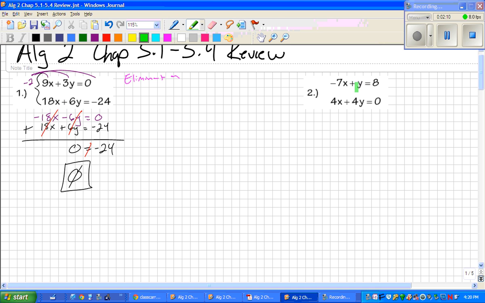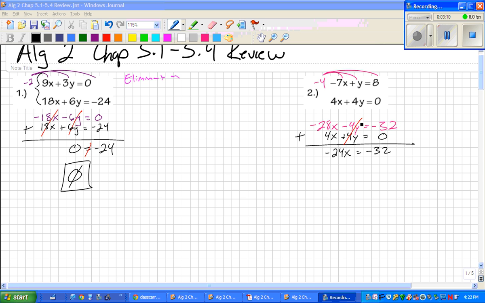All right, number 2. See how the y's are set up? I think it's easier because for the top, all I have to do is multiply by a negative 4. So when we multiply that, we get negative 28x minus 4y equals negative 32. Now the bottom equation stays the same. Negative 28 plus 4 gives us negative 24x. Our y's cancel. And we get negative 32.